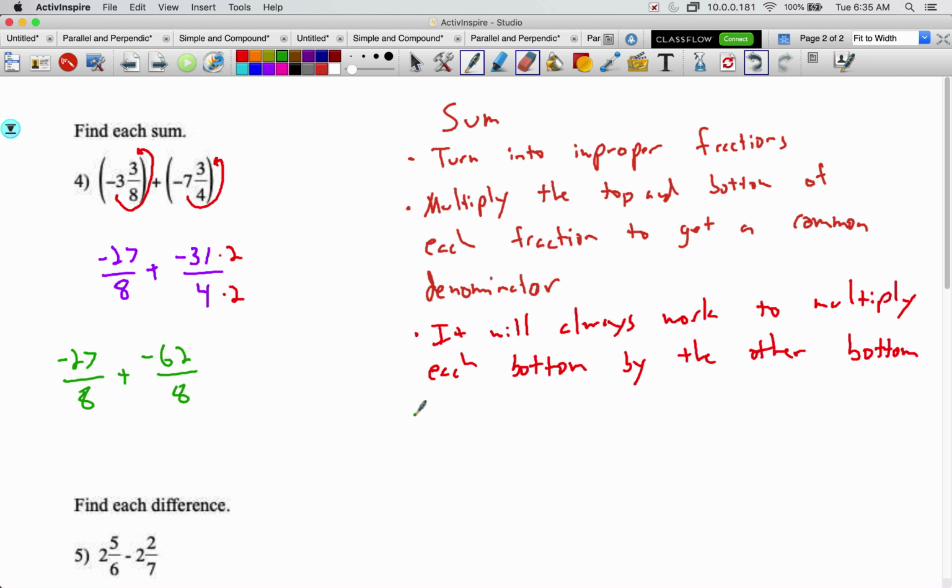All right, and then the last step is add the tops. So negative 27 plus a negative 62 becomes a negative 89 all over 8. And we'll leave our answer like that.